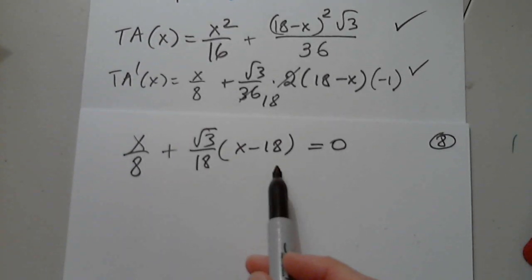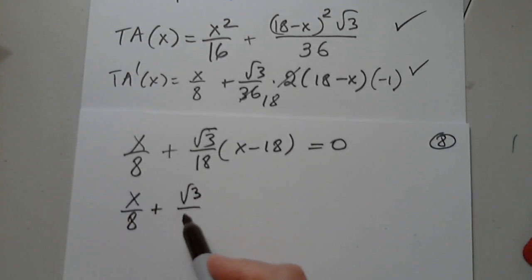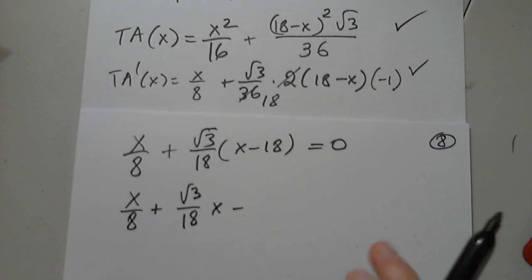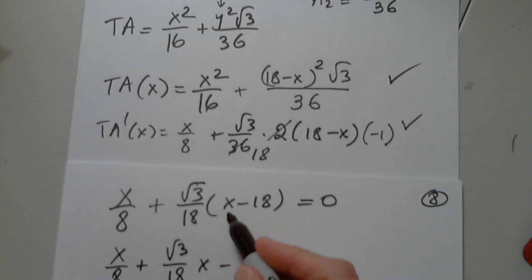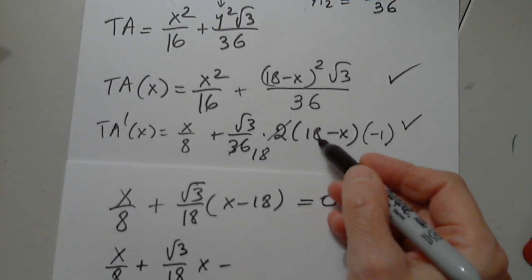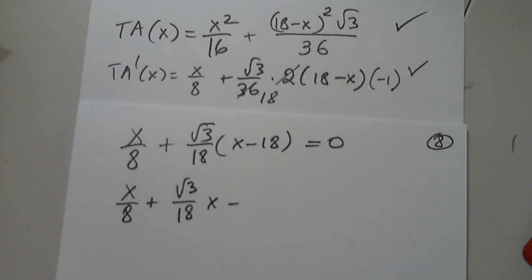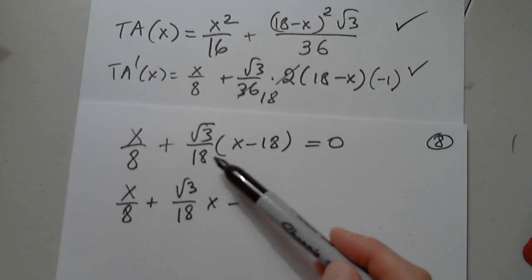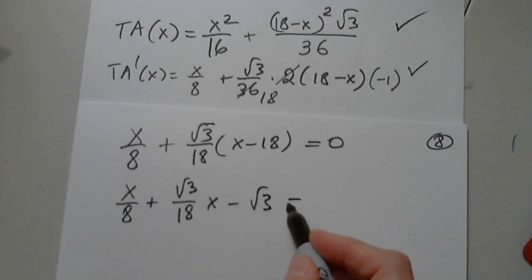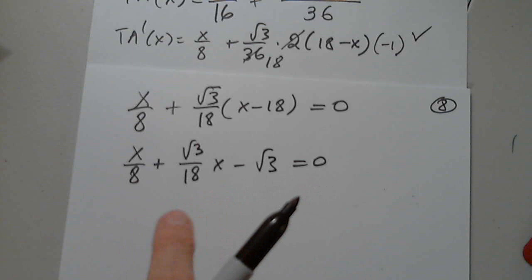Okay, so I have to distribute now. So x over 8 plus the square root of 3 over 18x. Right. Hold on. Where'd the negative 1 go? So negative 1 times negative x, and negative 1 times 18. The square root of 3 over 18 times 18 will be the square root of 3, equals 0. Now I will have to factor because I can combine like terms.